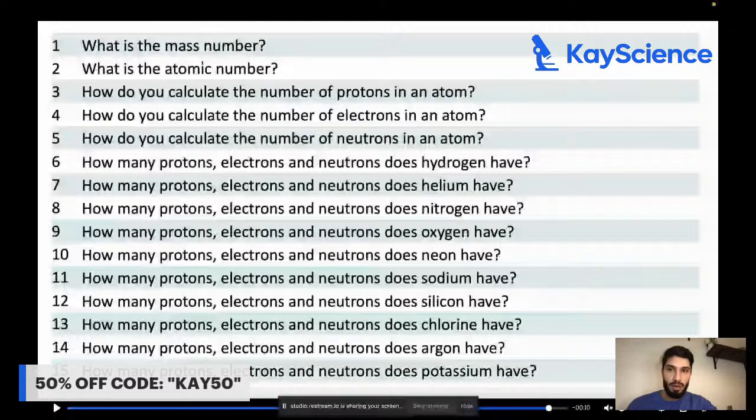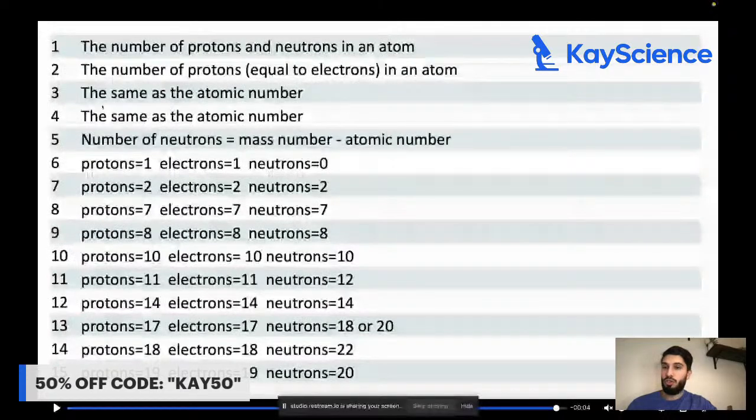Really briefly, mass number tells you the number of protons and neutrons, which are located in the nucleus of an atom. Atomic number tells you the number of protons or number of electrons, so they're equal to each other. How do you calculate the number of protons in an atom? This is equal to the atomic number. How do you calculate the number of electrons? This is equal to the atomic number. How do you calculate the number of neutrons? I'm going to show you these answers. The number of neutrons equals the mass number minus the atomic number.